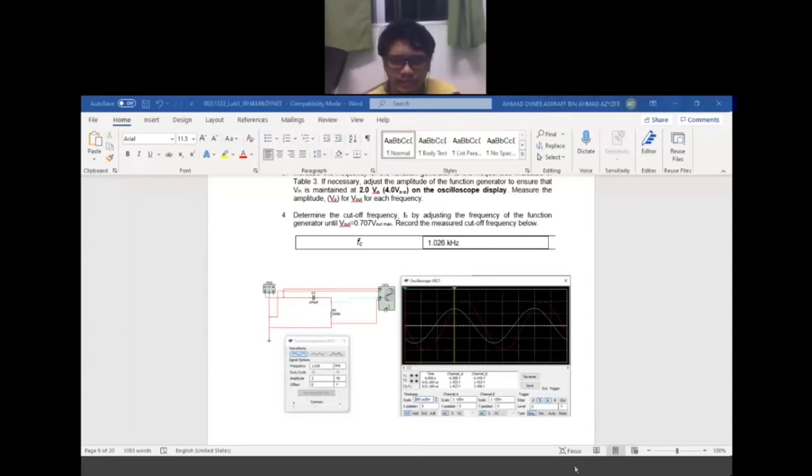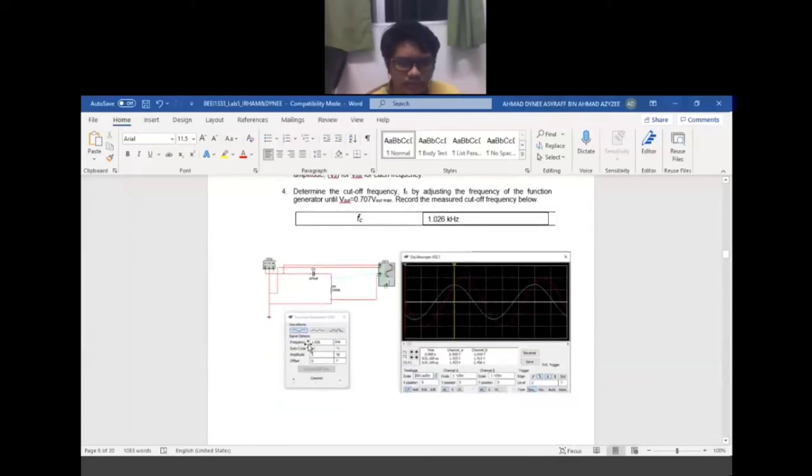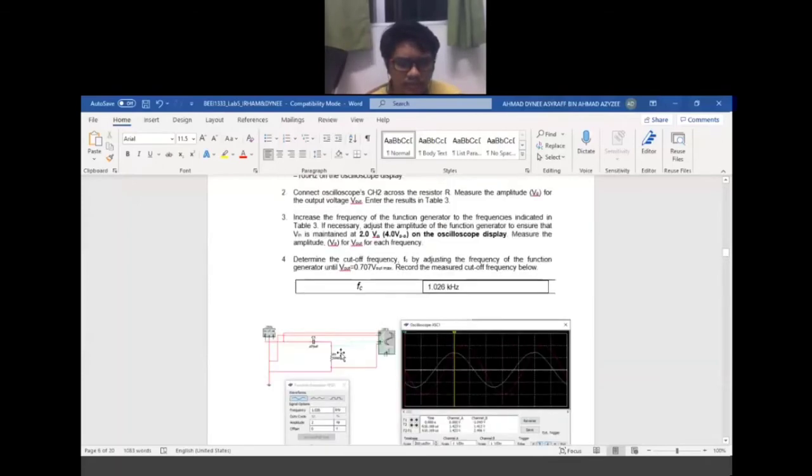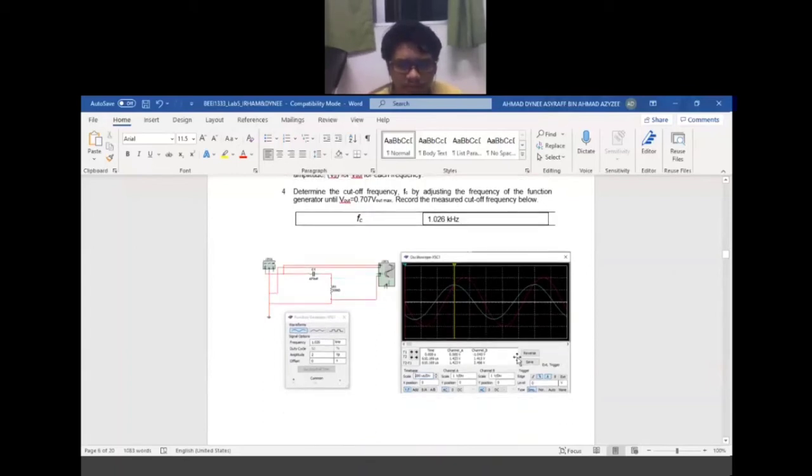In theory, I have to get V out equals 0.707 V out max, and V out max is 2. Meaning that I have to manipulate the frequency until I get 0.707 times 2, or 1.414 volt, and this is the closest I get, that is 1.413 volts.